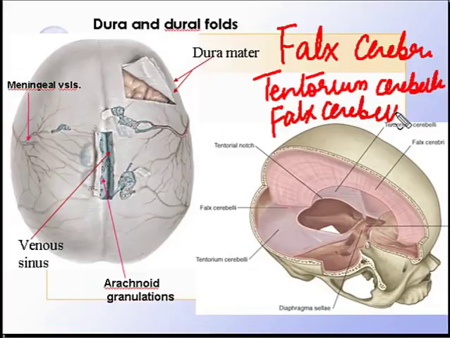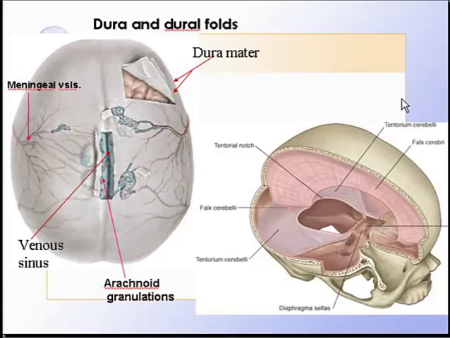Falx means sickle shaped, and here if you look you can see the first one, which is this one, which is falx cerebri. So here the dura mater has gone in to form a fold, a sickle shaped fold, and this falx cerebri is present between the two cerebral hemispheres. So that's why it's called falx cerebri. So it's between the two cerebral hemispheres.